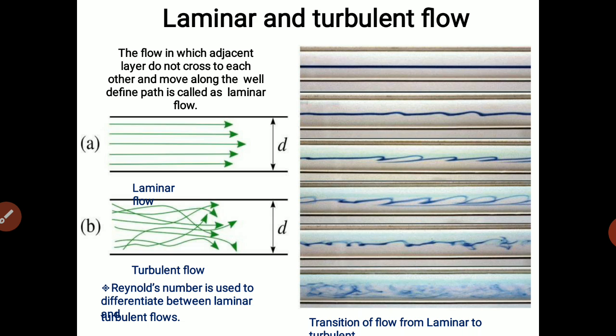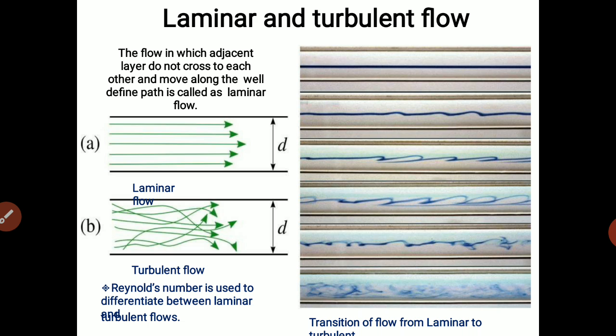These are the examples. And what is turbulent flow? The flow in which adjacent layers cross each other and do not move along a well-defined path is called turbulent flow. For example, flow of a river or canal, smoke from chimneys, smoke from a cigarette, likewise. So they don't have any definite path and they cross each other's path. So that is turbulent flow.